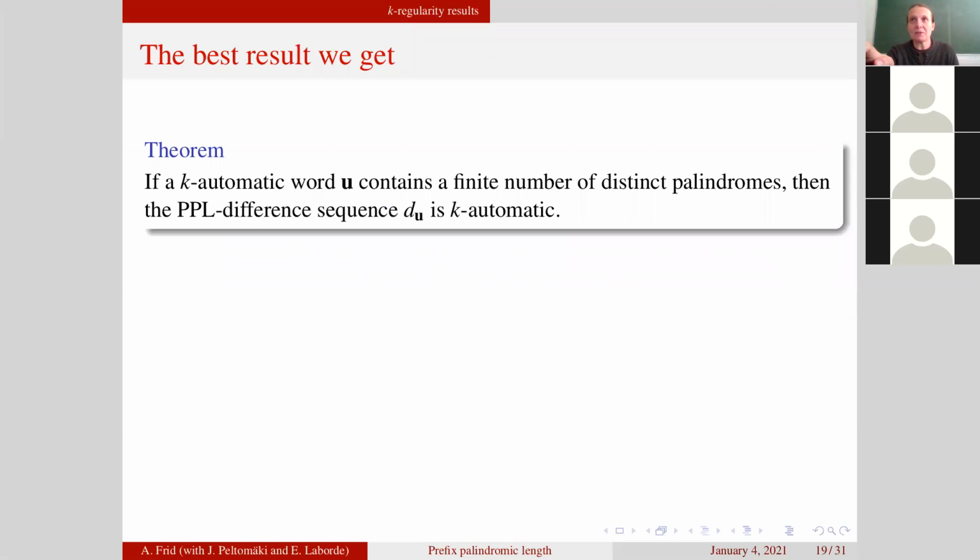So the main theorem we managed to prove is the following. If a k-automatic word contains a finite number of distinct palindromes, then the first differences of the prefix palindromic lengths are k-automatic. So everything is nice as for the Thue-Morse world. But the theorem works only if the number of distinct palindromes is finite, because in the Thue-Morse world there is an infinite number of distinct palindromes. Finite means exactly that there are some longest possible palindromes and nothing more. The length of the longest palindrome is bounded. So this is the theorem.